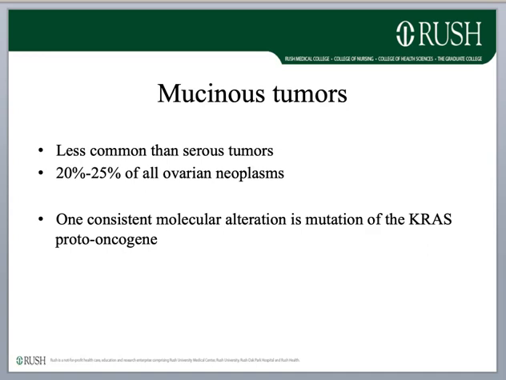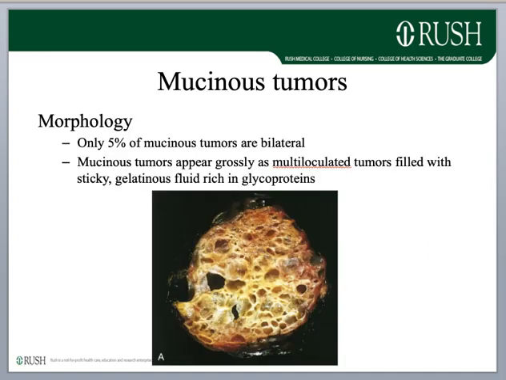Mutation of the KRAS proto-oncogene is a consistent genetic alteration in mucinous tumors that separates it from high-grade serous carcinoma. Mucinous tumors differ from serous tumors in a variety of different ways. The surface of the ovary is rarely involved, and only 5% of mucinous cystadenomas and mucinous carcinomas are bilateral.